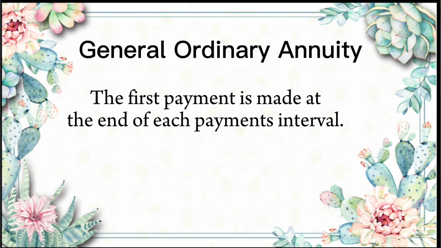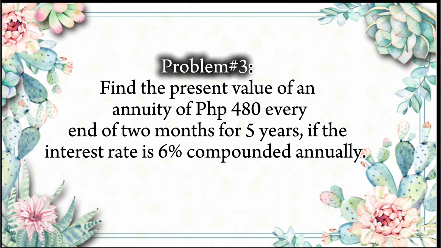For the final topic, general ordinary annuity. The first payment is made at the end of each payment interval. Problem number 3. Find the present value of an annuity of 480 pesos every end of 2 months for 5 years if the interest rate is 6% compounded annually.